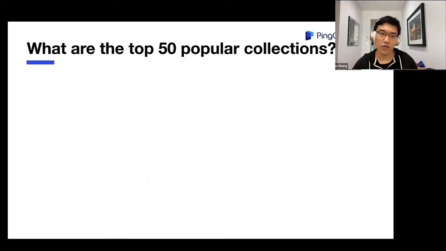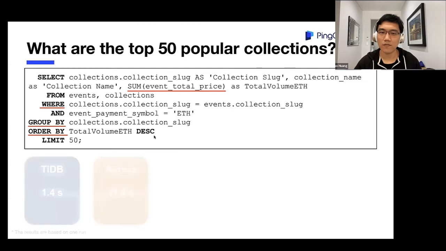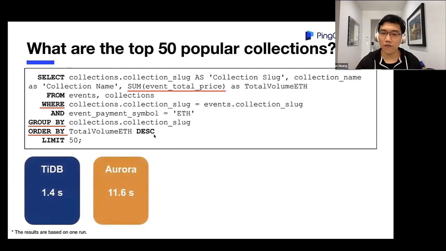Now moving on to the last one: what are the top 50 popular collections? You can think about it for a few seconds. Top 50 most popular collections. So we have the event table. We also have the collection table. Maybe we can join these two tables together. Yep, that's how we solve this problem. We first join these two tables together, and then we do the sum of event total price, and then group by and order by, and finally put it into descending order. For this query, TiDB used 1.4 seconds, while Aurora used much longer.